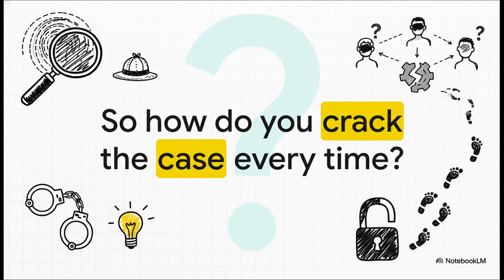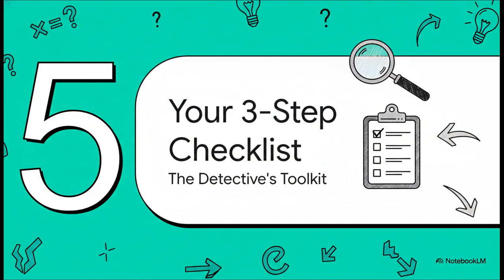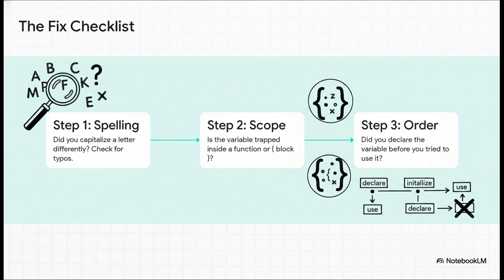Okay, so we've identified our three main suspects. We know their methods, we know how they operate, but knowing the problem is really only half the battle. So how do you become the detective that cracks this case every single time without breaking a sweat? Well, the solution is to always use a detective's checklist. Think of this as your personal toolkit, your standard operating procedure for interrogating any reference error you encounter. It's a reliable, three-step process to find the culprit fast. So whenever you see that error, you just methodically go through these steps.